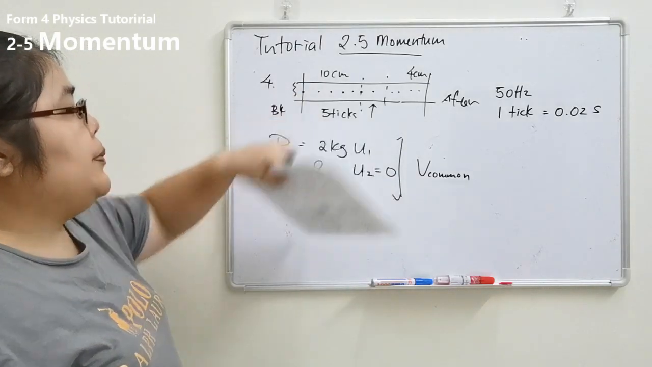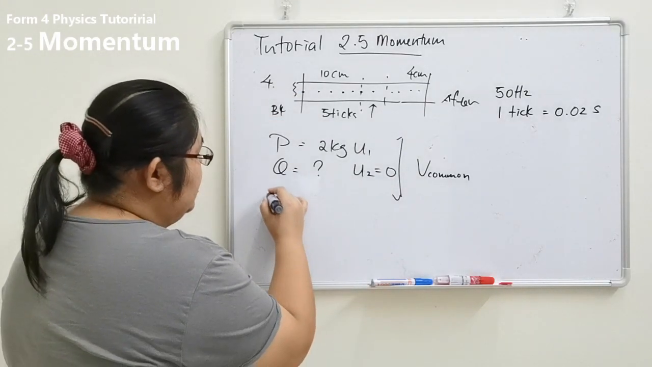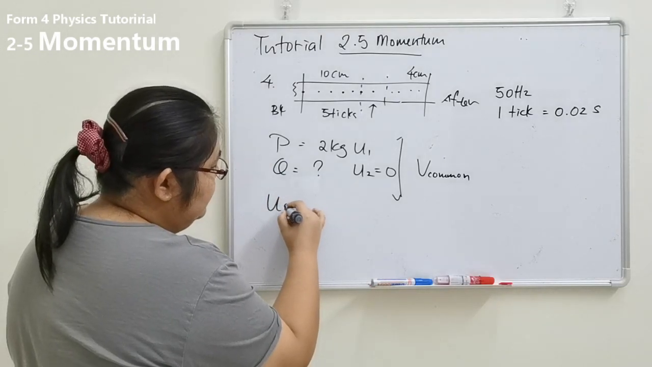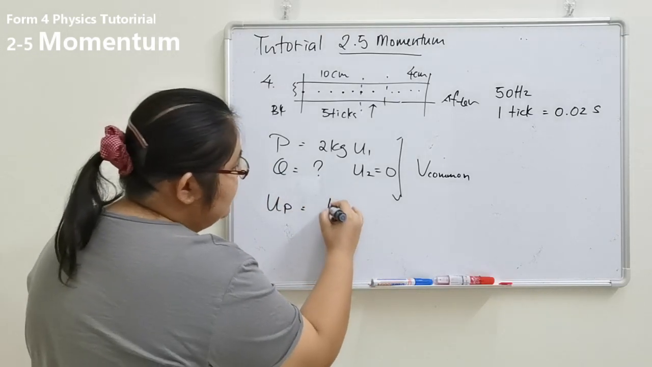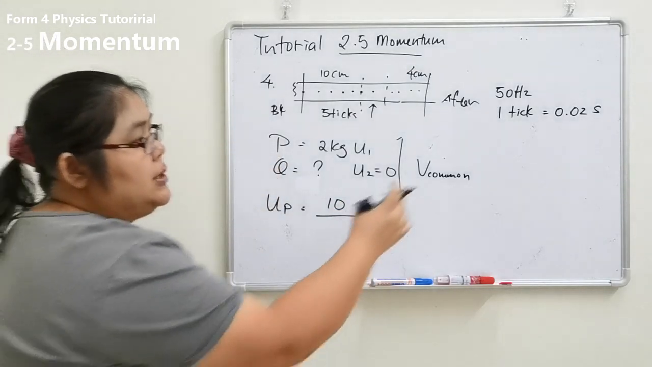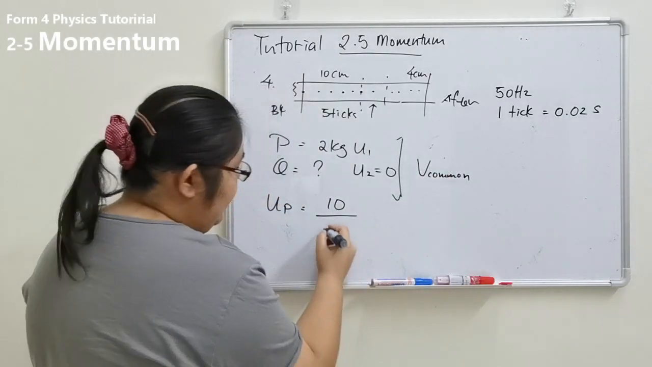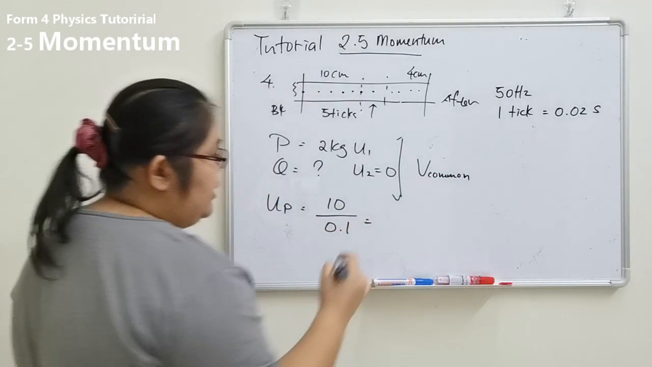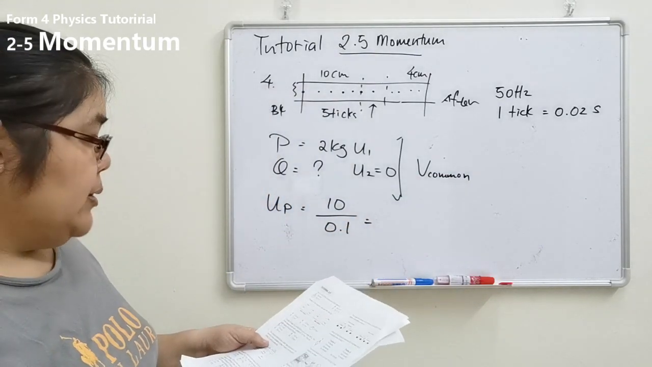Now we find the P. P is just moving. So the initial velocity for P is how many? 10 cm over 5 ticks. 5 ticks means times 5, 0.1. So I get the answer, 10 over 0.1, that's 100.